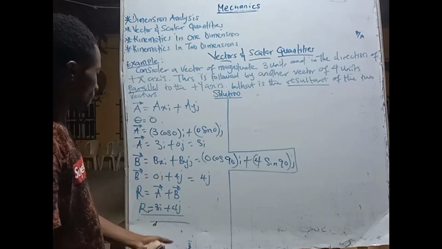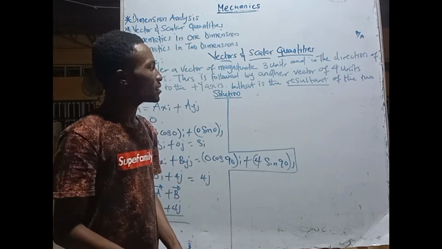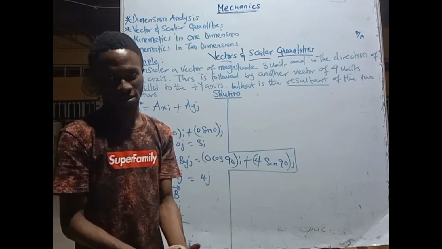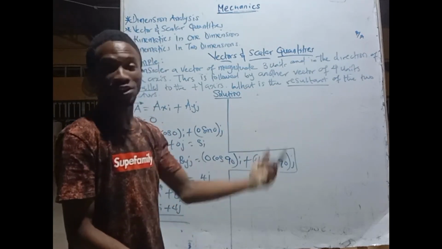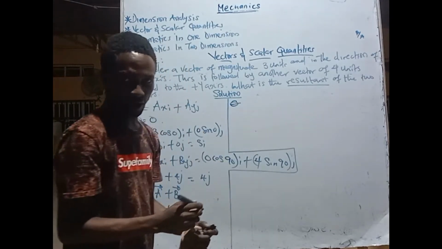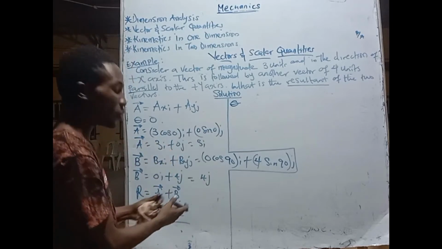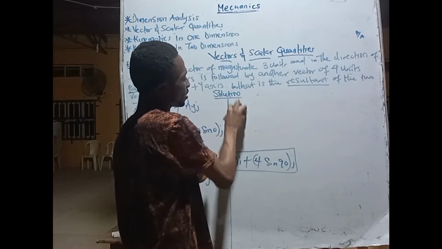From this question, we can also be asked to get the magnitude of the resultant. And we can also be asked to get the direction. When I say direction, that means the theta of the resultant. But before the direction, let's talk about the magnitude.